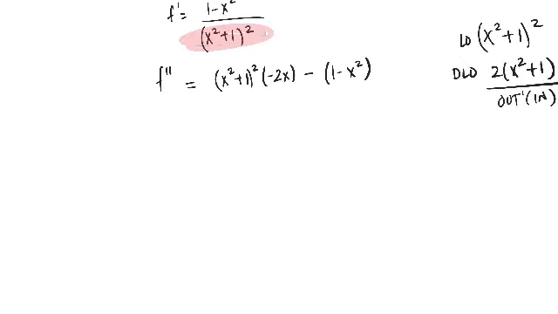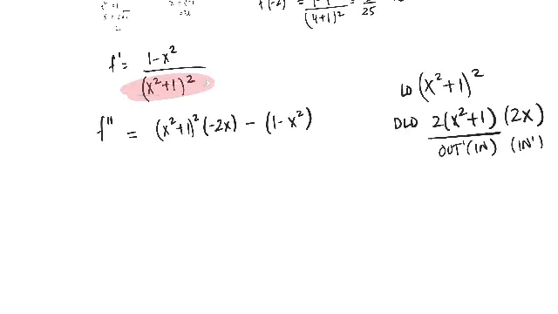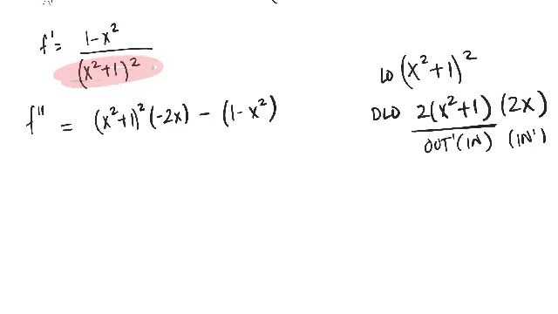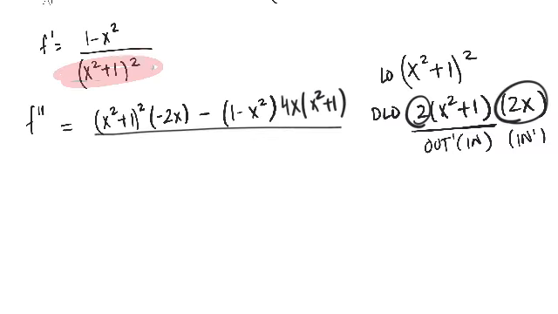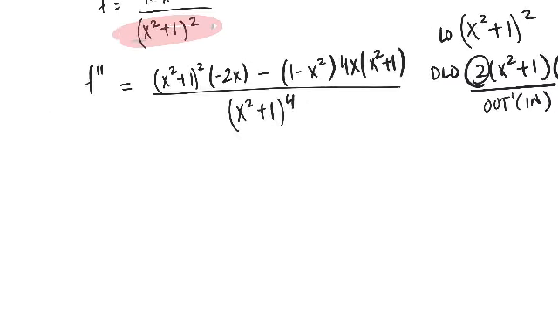So that's low d high minus high d low. So I have to bring this whole d low. I'm going to multiply the 2 and the 2x to make 4x, and then write that over here. Okay, and it's all over low squared, which becomes x squared plus 1 to the power 4.